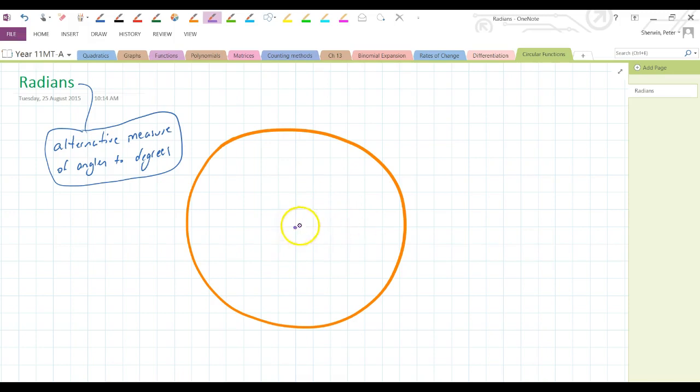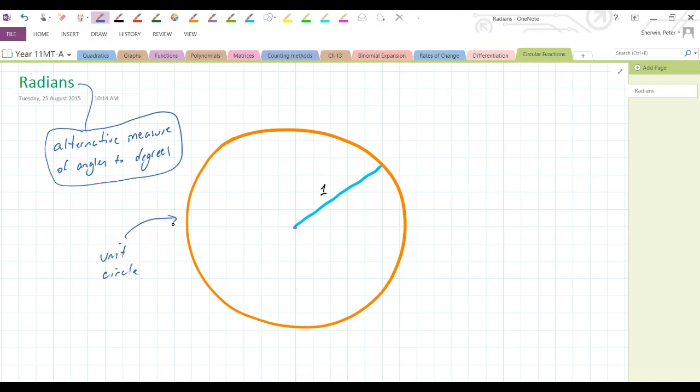Okay, so there's the center of my circle. All right, and I'm going to draw a little radius out here, and that's 1 unit in length. Now, what I'm going to say is this is what's called a unit circle, because it's a circle with a 1 unit radius. Okay, so this is my unit circle.